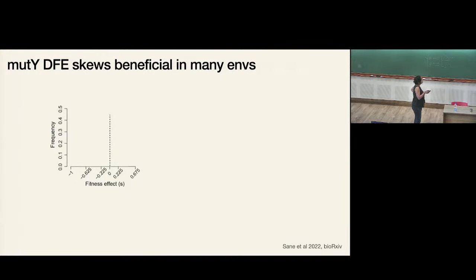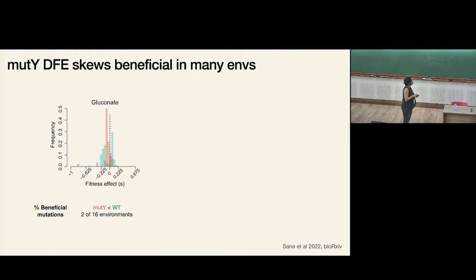So the MUT-Y DFE we find skews beneficial in many environments. So here's the DFE, you've already seen DFEs of various sorts. Again, the way we're calculating fitness effect here, 0 means that there is no effect, okay? So these are neutral mutations. This is the frequency on the Y. In pink is going to be the mutator, the MUT-Y genotype, and green is wild type.